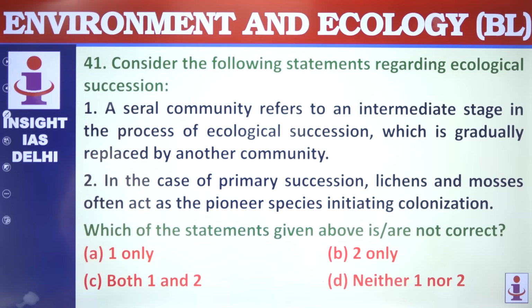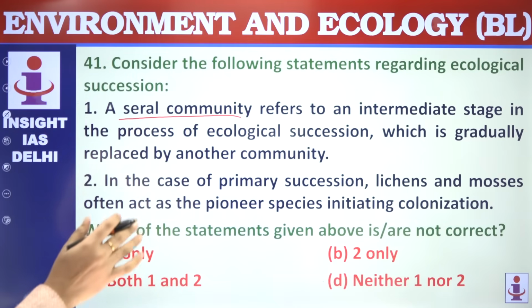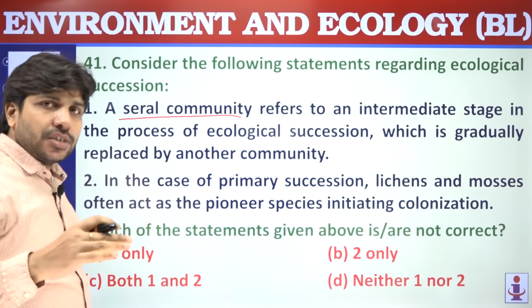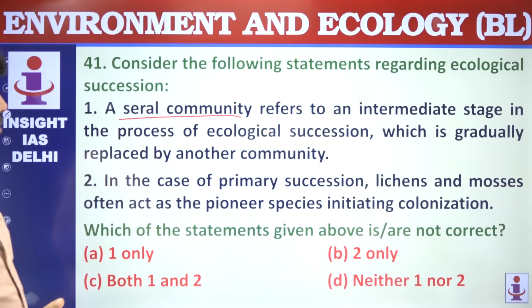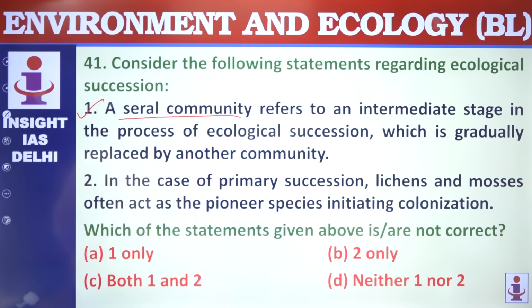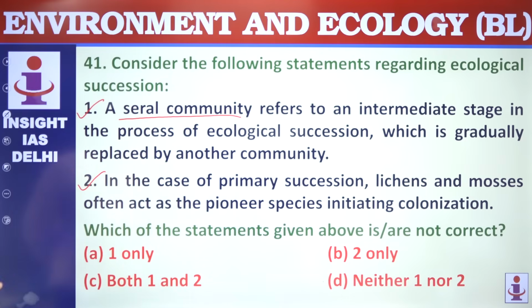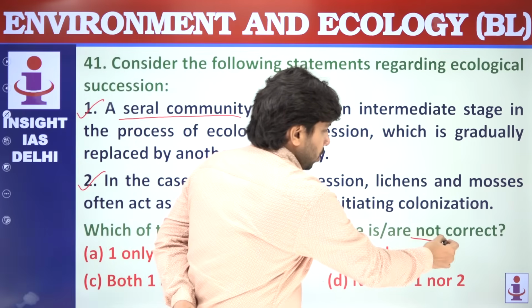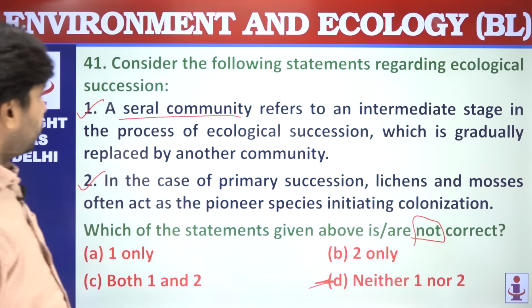Again a question on seral community. Intermediate stage. We just learned several stages are transitional intermediate stages in the process of ecological succession, which is gradually replaced by another community. This statement is correct. In the case of primary succession, lichens and mosses often act as the pioneer species. This also is correct. Question is asking about which of these statements are not correct. So both are correct, so neither 1 nor 2 will be your correct answer.